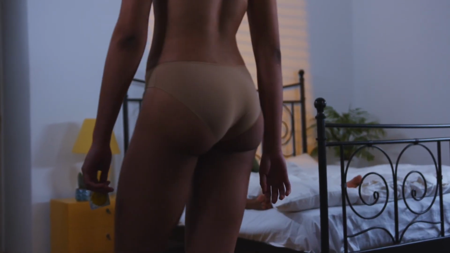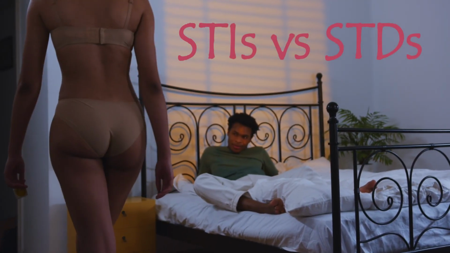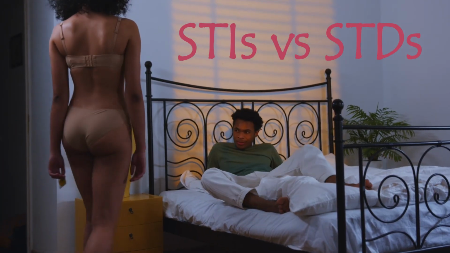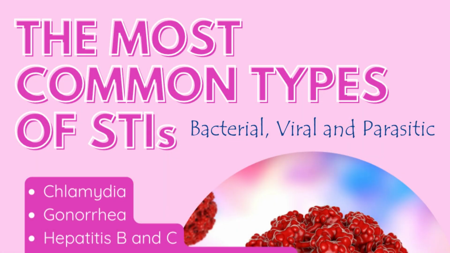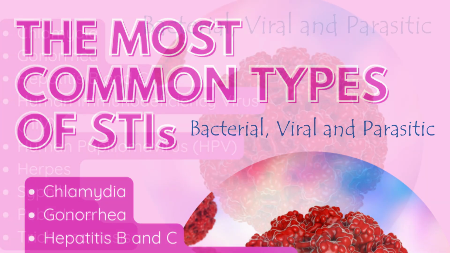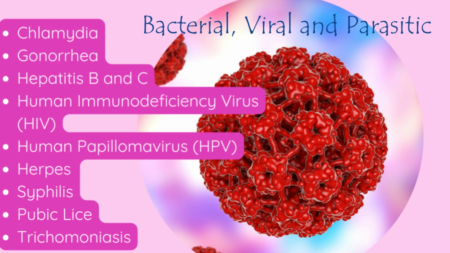This lecture is entitled STIs versus STDs by Dr. Bev Knox. We will also review some common types of STIs and STDs, which includes 3 types: bacterial, viral, and parasitic. Bacterial examples include chlamydia, gonorrhea, and syphilis. Viral examples include hepatitis B virus, herpes simplex virus 2, genital herpes, HIV, and HPV.